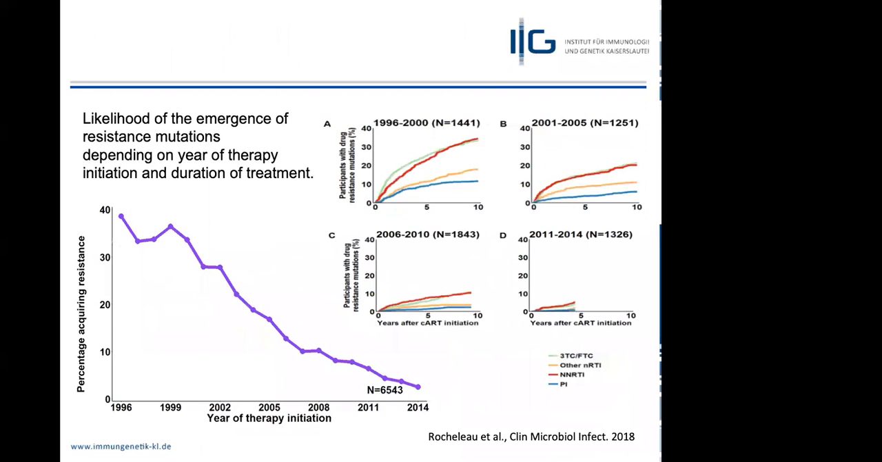And this can also be transferred to this really important publication showing how to calculate the likelihood for patients showing up with drug resistance mutations. And you do see that for patients starting treatment in 2011 and 2014, the likelihood of developing drug resistance is really low.